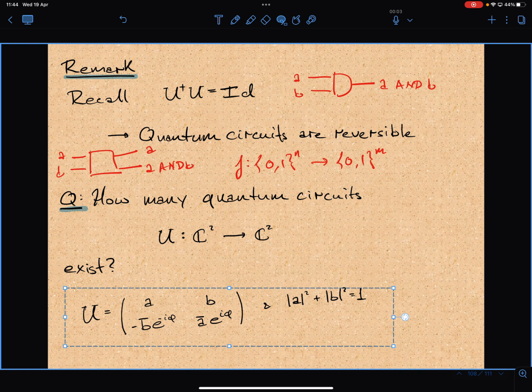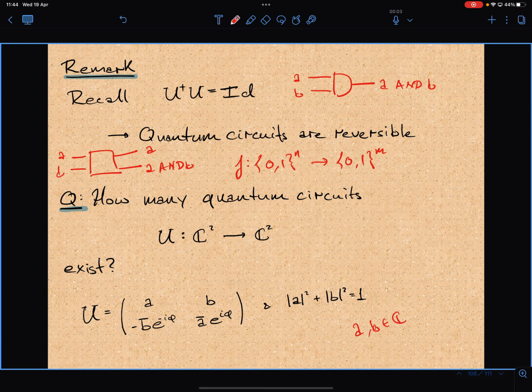Let's make it a little bit bigger. And this A and B are complex numbers. And I think phi must be real, and phi is, I guess, 0 to 2 pi. But in any case, we have an uncountable number of them because we have all the complex numbers. So that's just another contrast with classical circuits, that in the classical case, we can really just enumerate all of them. In this case, we can't enumerate all of them.